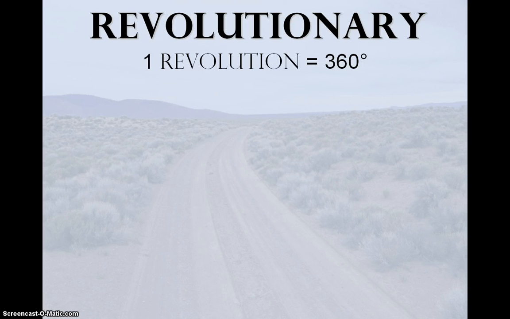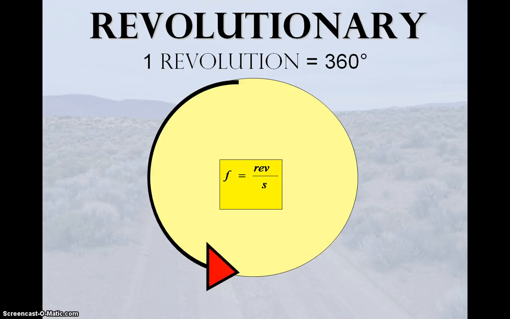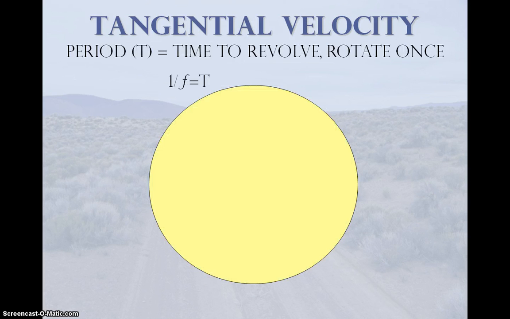Okay, so a revolution is when you go a complete 360 degrees around. The frequency is how many revolutions you do in a second, so the revolutions in a certain time period. The period is the time that it takes to actually go around once. So period is a time measurement, and it's actually the inverse of the frequency. The frequency is revolutions per second. The period is how much time it takes to rotate around the circle once. So frequency is the inverse of the period, or period is the inverse of the frequency.